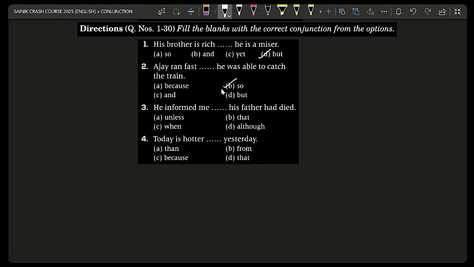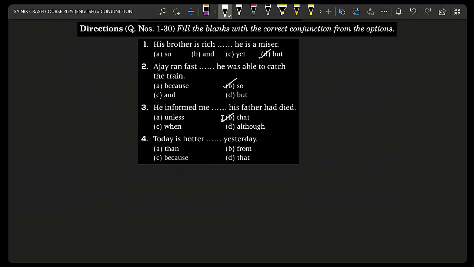No, he informed me dash his father had died. Think before answering. No, that is correct. He informed me that his father had died.